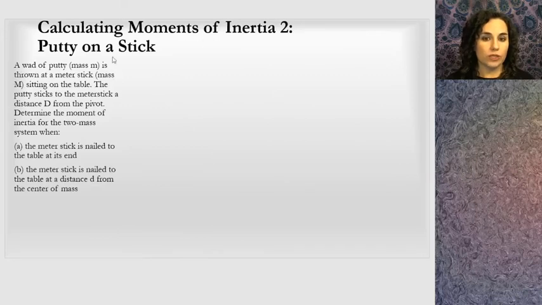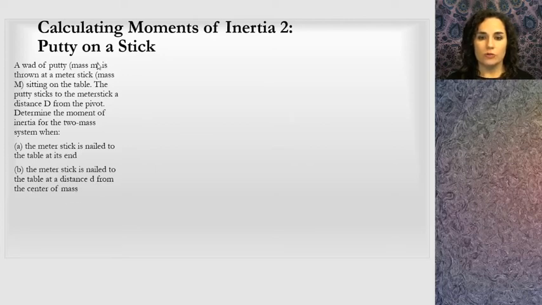I picked another question here, the putty on a stick. It says a wad of putty, mass m, is thrown at a meter stick, mass big M, sitting on a table. The putty sticks to the meter stick a distance big D from the pivot. Determine the moment of inertia for the two-mass system when, and there are two parts here. A, when the meter stick is nailed to the table at its end, so it could rotate about its end. And then B, the meter stick is nailed to the table at a distance D from the center of mass.